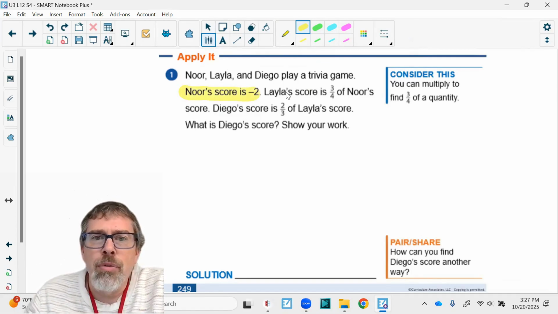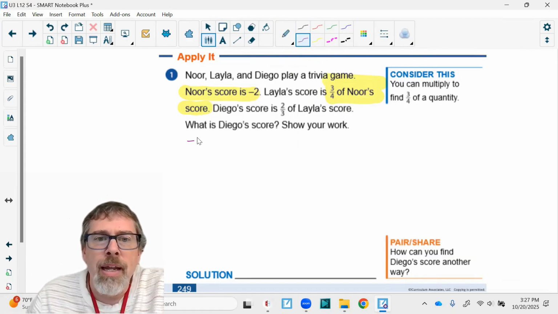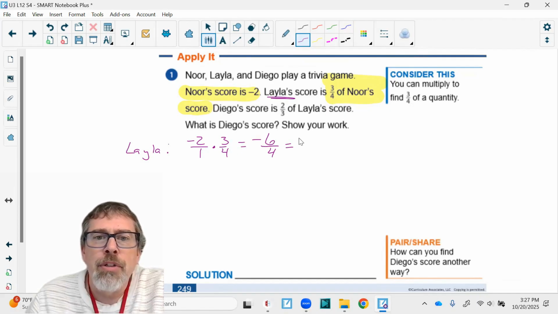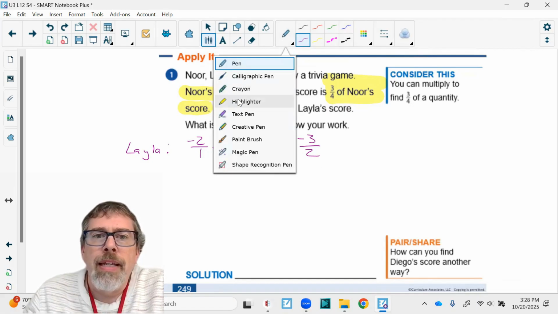Noor's score is negative 2. Layla's score is 3/4 of Noor's score. Okay, so negative 3/4 of this means you multiply. So I'm going to take negative 2 and make it over 1, and multiply by 3/4. So I'm going to find Layla's score. So this is Layla. Negative 2 times 3 is negative 6, and 1 times 4 is 4, and that reduces to negative 3/2. Okay, so that's Layla's score.